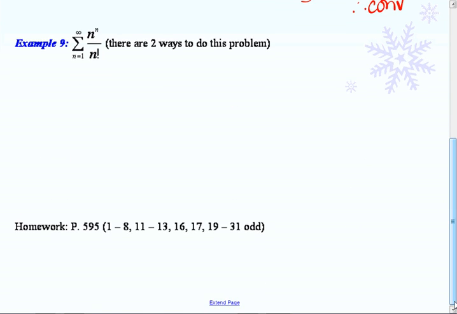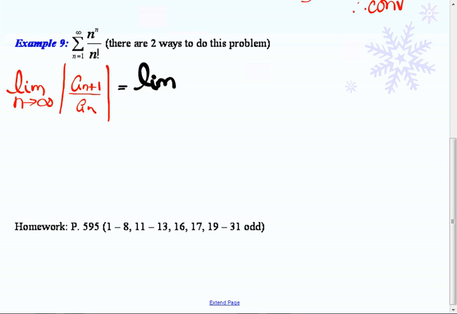But n to the n, if you graph this 2 ways, what's the second way? Oh, maybe that was my second way. I don't remember. Okay, let's do the ratio test. It's the limit as n goes to infinity of a sub n plus 1 over a sub n. So that's equal to the limit as n goes to infinity. So it's n plus 1 to the n plus 1. Where you see n, you're going to put in n plus 1, and then this is n plus 1 factorial.